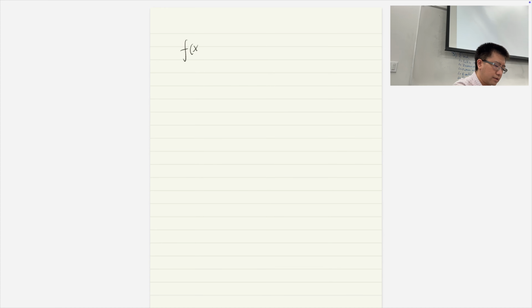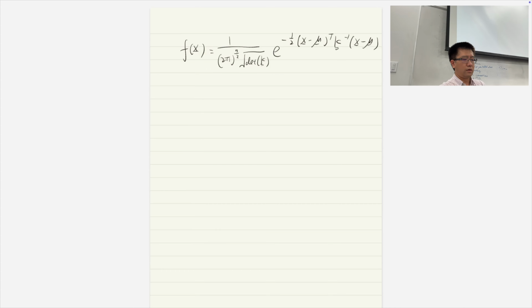we can write down the multivariate Gaussian distribution. In this case, the PDF is defined as follows: 1 over (2 pi) to the n over 2 times the square root of the determinant of K, and the exponential e here is minus half (x minus mu) transpose K inverse (x minus mu). So this is a joint multivariate Gaussian distribution. Any question?